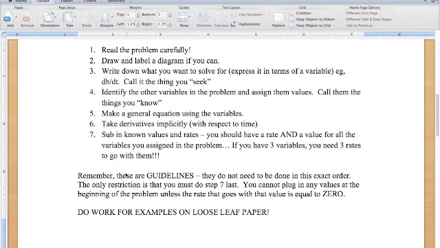So now again, these are only guidelines. They don't need to be done in this exact order. The only restriction is that you have to do step 7 last. You cannot plug in any values at the beginning of the problem unless that rate goes to 0. Your best bet is to make sure you plug everything in last.